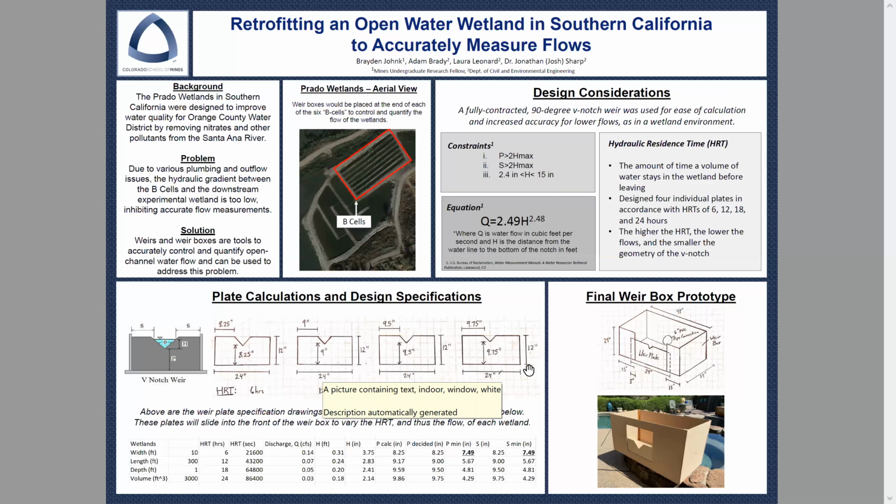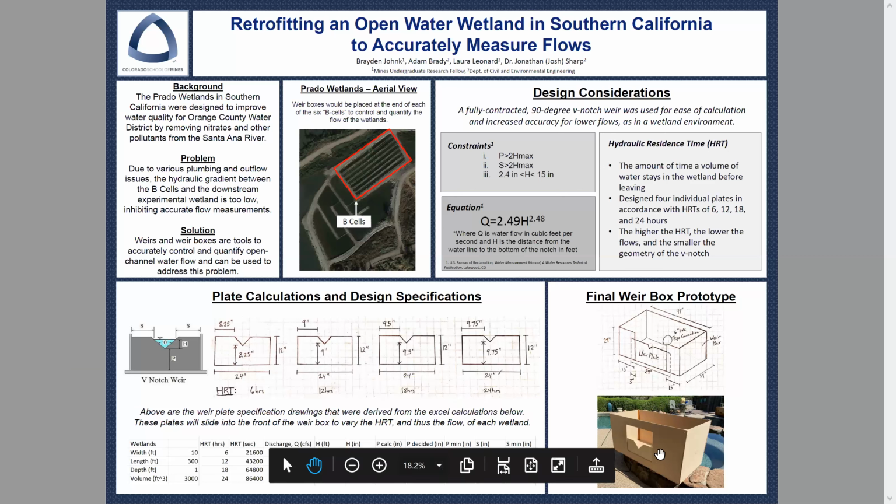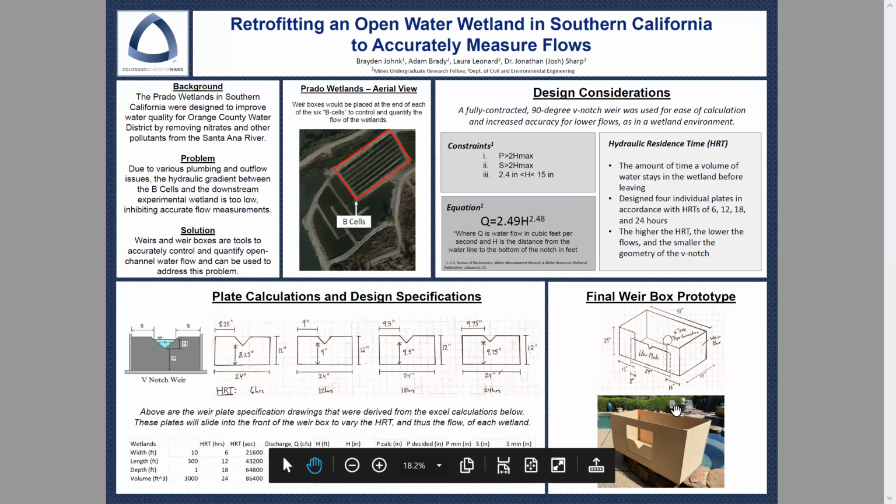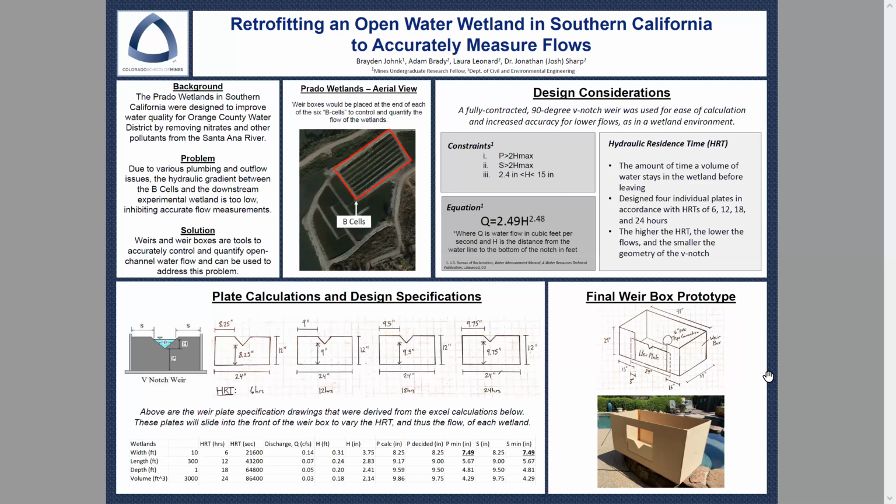So now these individual plates will slide into this box, and this is a prototype I made, medium density fiberboard, 1/4-inch wood, and it also connects to a 6-inch PVC pipe connection, which connects to the current pipe in the current wetland. And hopefully this design, with water flowing through this notch and out the pipe, will allow for Prado researchers to better and more accurately measure water flow.